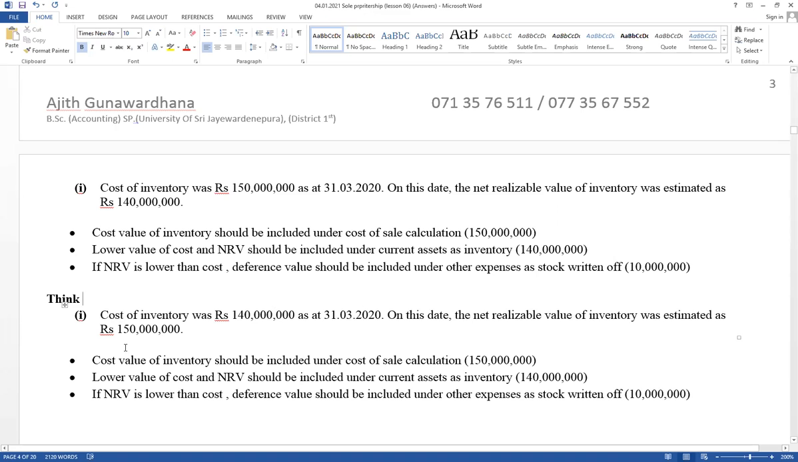Think about this one if it has been given like that. Cost value equals 140,000. Net realizable value equals 150,000. If it has been given like this, think about it: net realizable value is higher than the cost value. Definitely, the cost of sales calculation should include the cost value. Therefore, in this example, cost value equals 140,000.